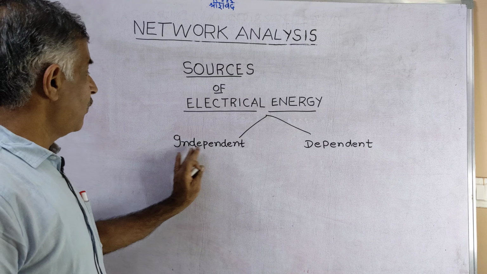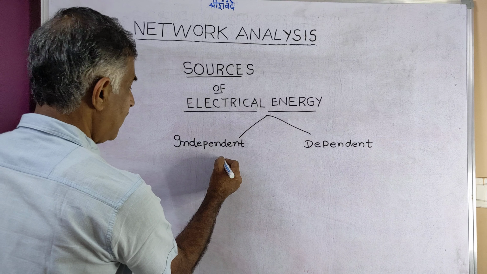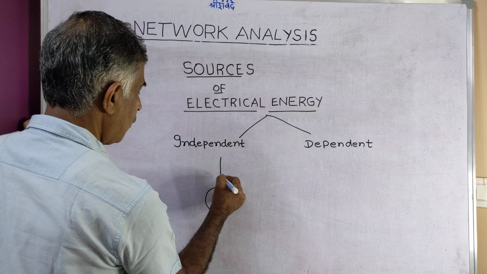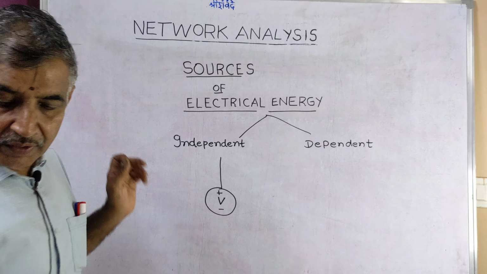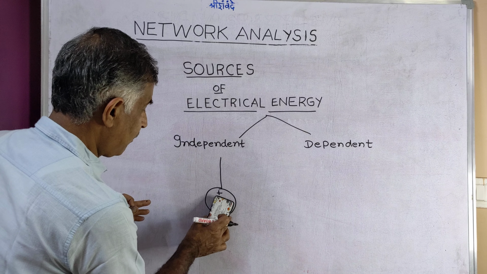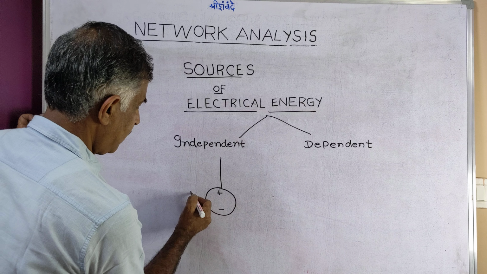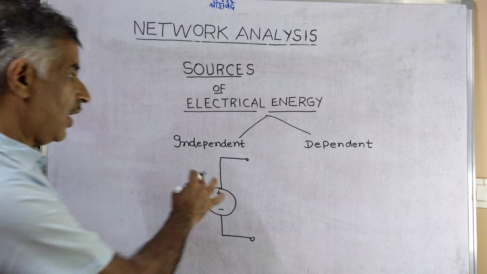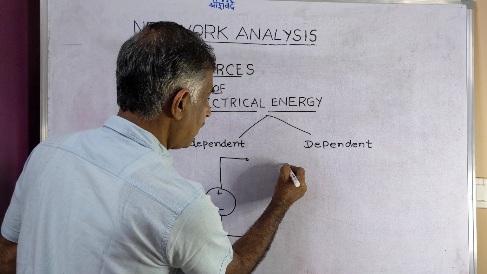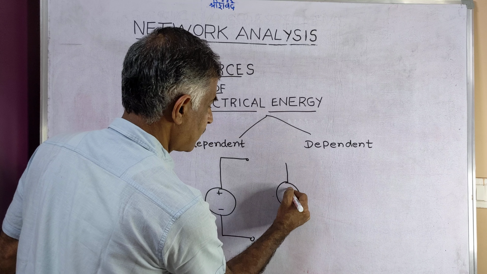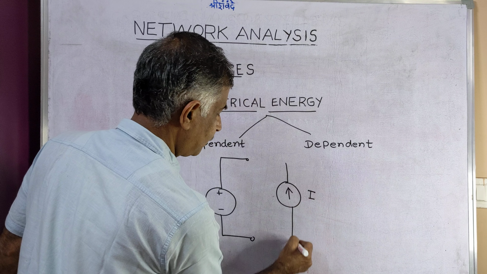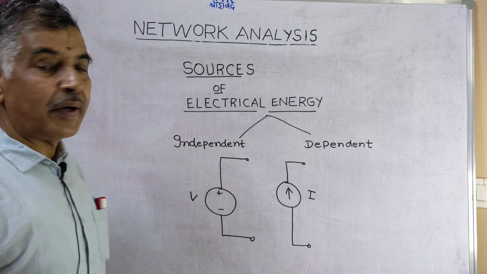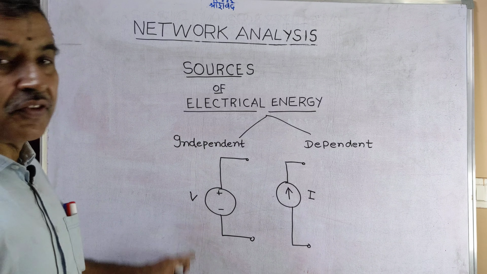There are two realizations for independent sources. One is the voltage source representation. This is what is called a voltage source. Another way is a current source. So these are two realizations for independent energy sources.